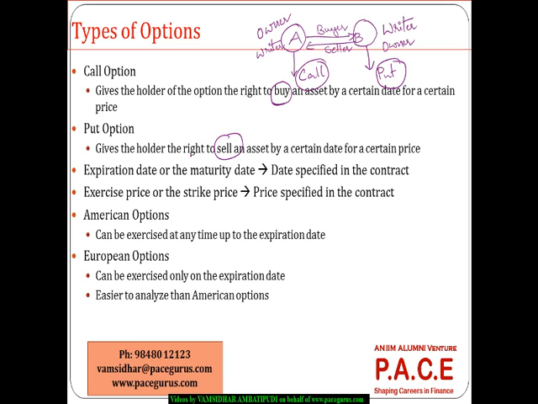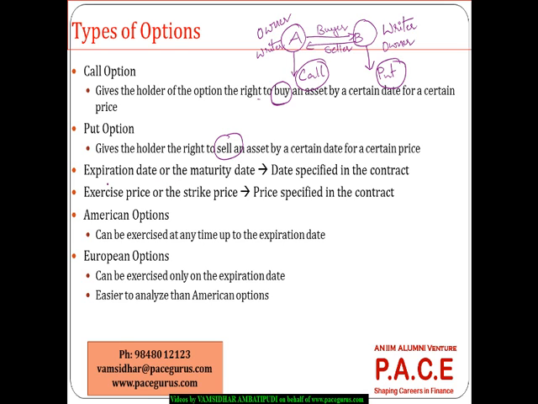If he really wants to sell it on that expiration date or on the maturity date, he can sell the asset. If he does not want to sell it, he can very well back out. But in case he wants to sell it, it is the obligation of A to buy it. So that is the basic terminology involved in the call option and the put option.